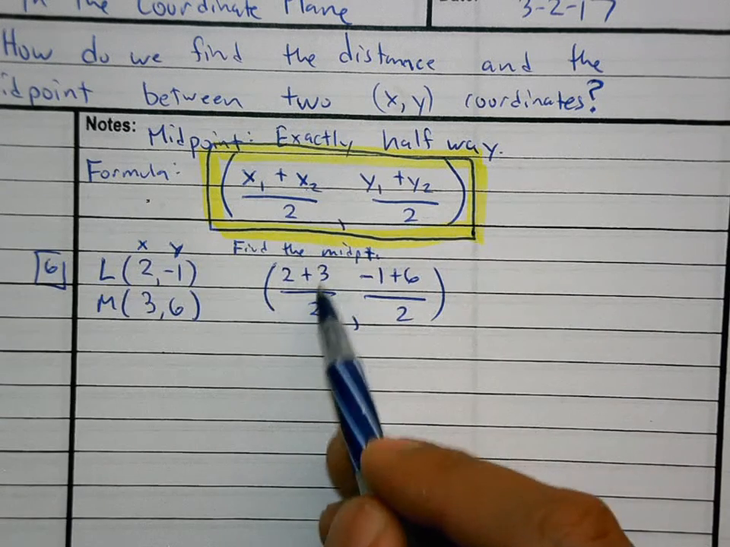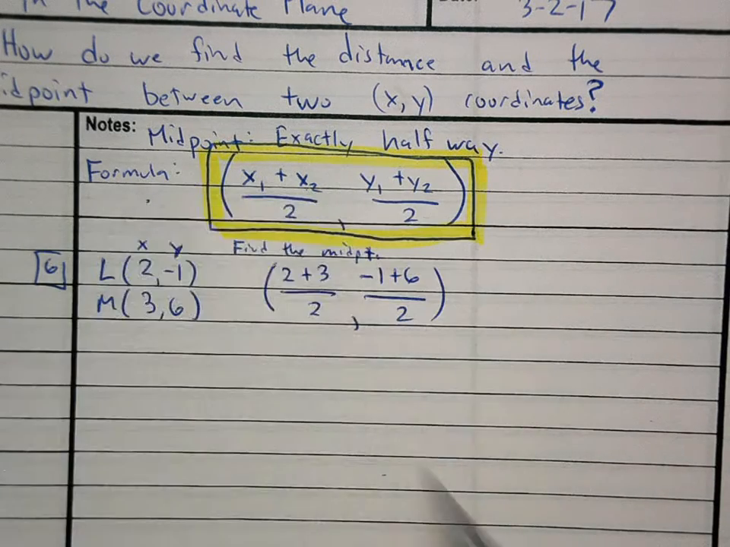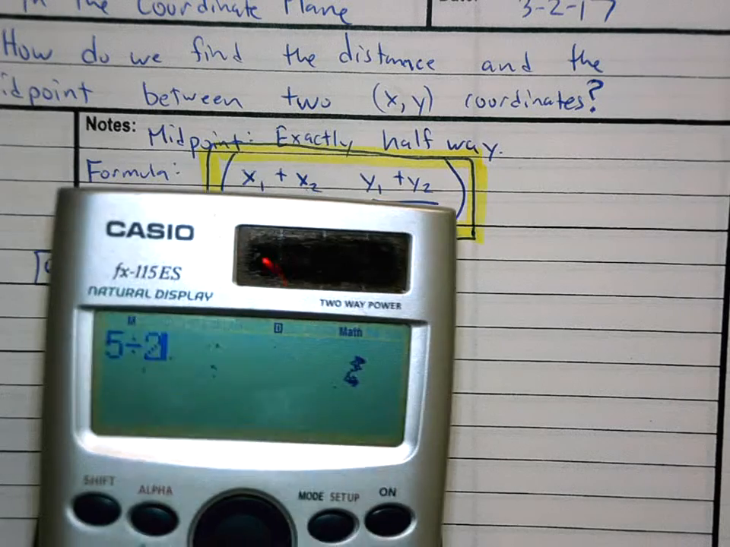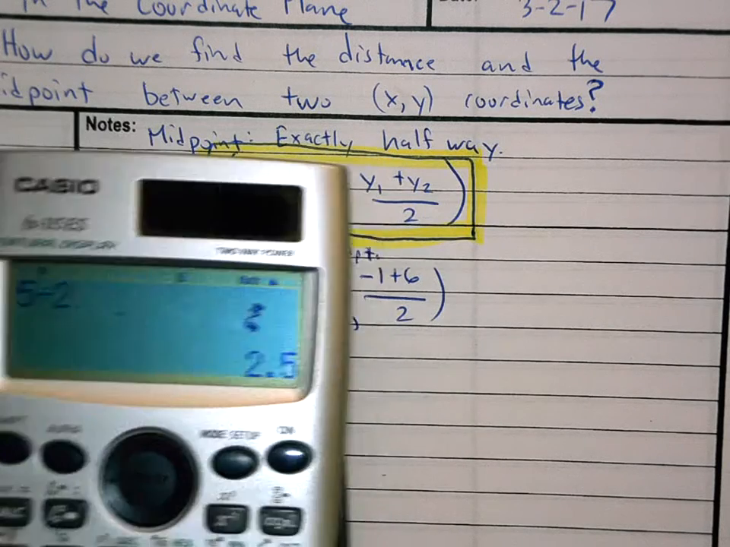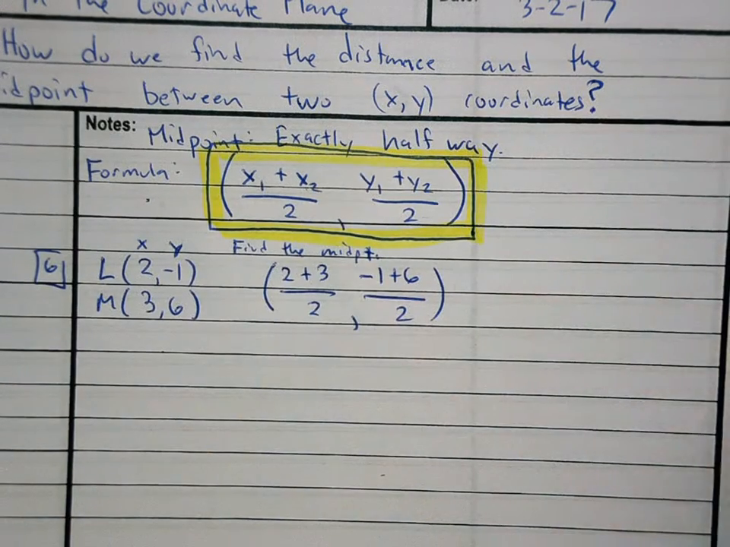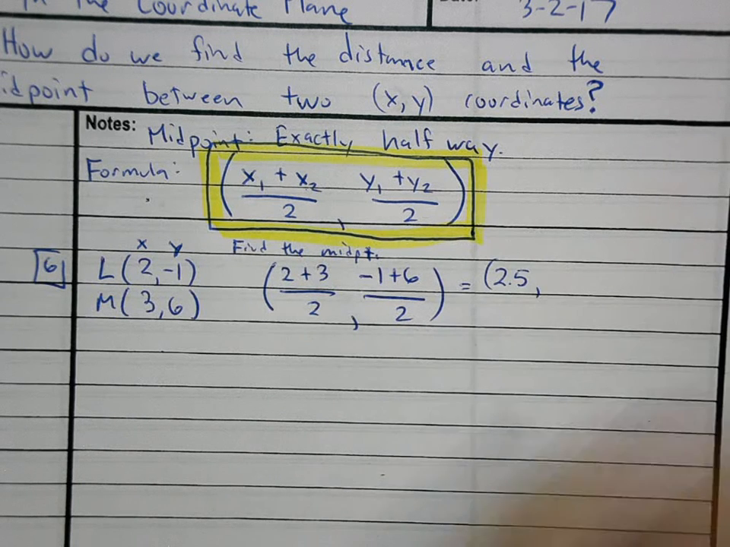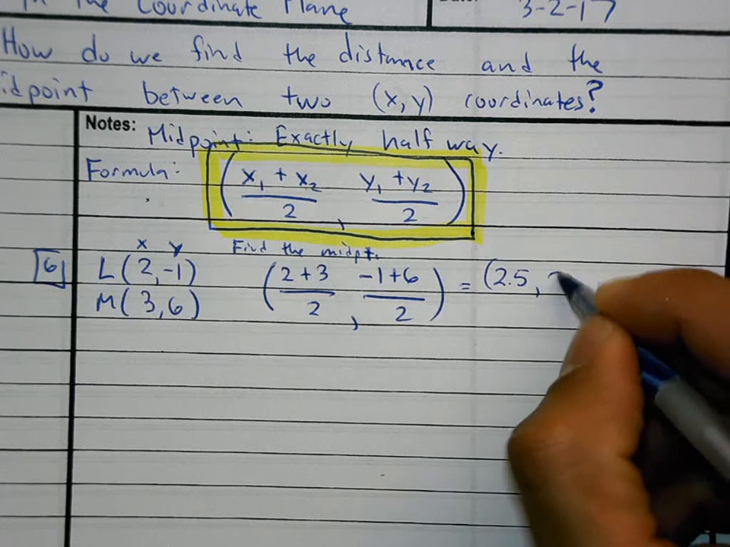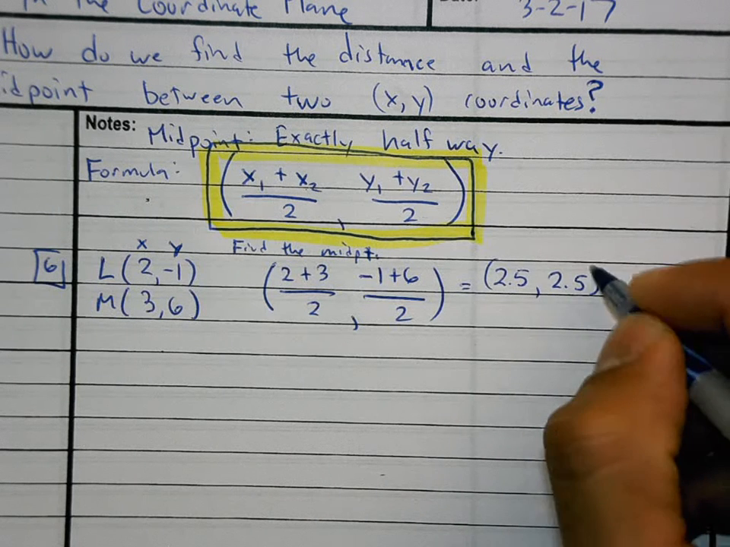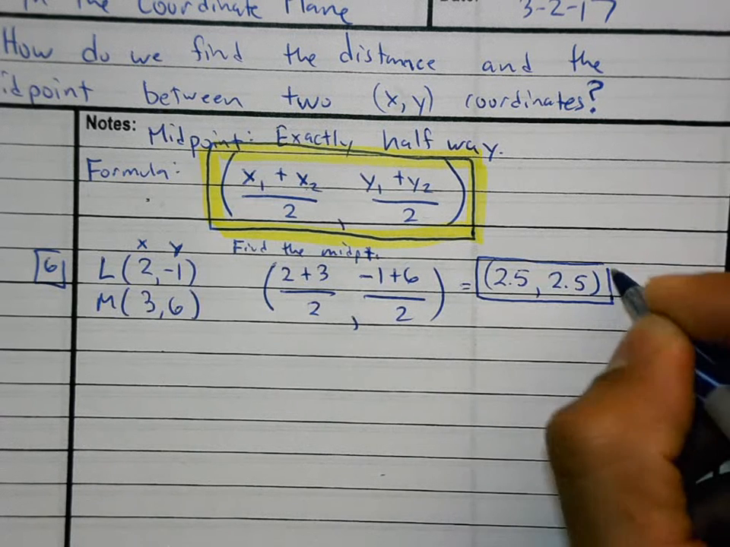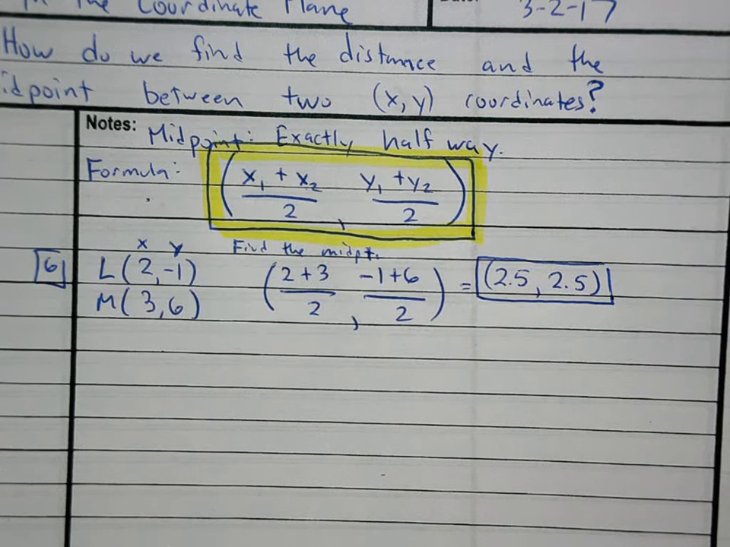2 plus 3 divided by 2. 2 plus 3 is 5 divided by 2. 5 divided by 2 is 2.5. Does that sound about right? So we are going to simplify. 2.5, comma. The other one, 5 divided by 2 is 2.5 as well. This is what our answer is on number 6.